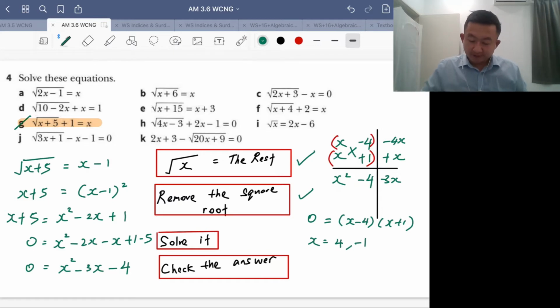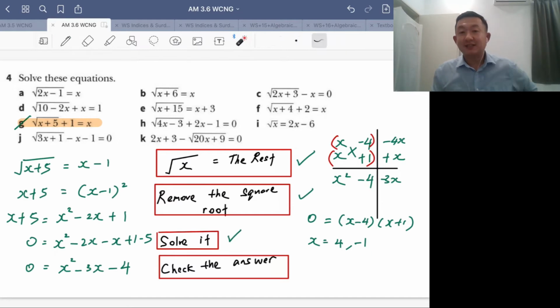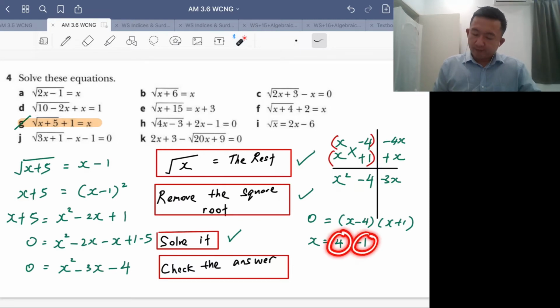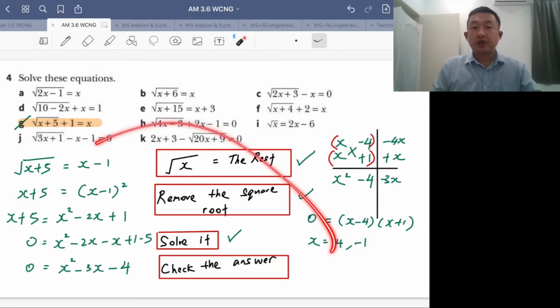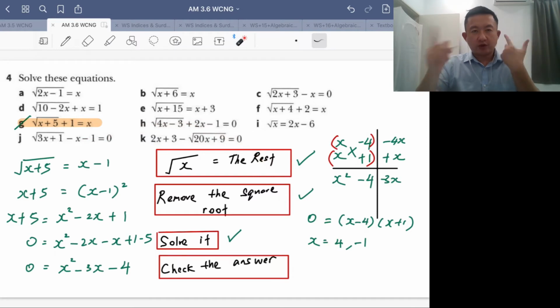So you have solved it, but you don't stop here because you need to check the answers. Would you be able to accept both or just one, or none of them are solutions? You need to check. How do you check? You're going to put this and this back into the original equation to see whether the left hand side equals the right hand side. If it's equal, you accept it. If it's not, you reject it. Okay, let's check the answer.